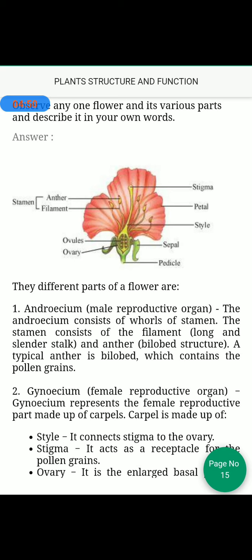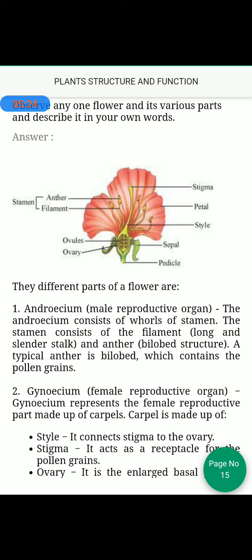Okay, I will read it once. We have already spent a lot of time discussing the hibiscus flower. So the main part: you have to draw a labelled diagram. This diagram is important from the exam point of view as well. The different parts of the flower are: androecium, the male reproductive organ of the flower. The androecium consists of whole stamens. The word whole means the essential parts of the flower which are required for reproduction.